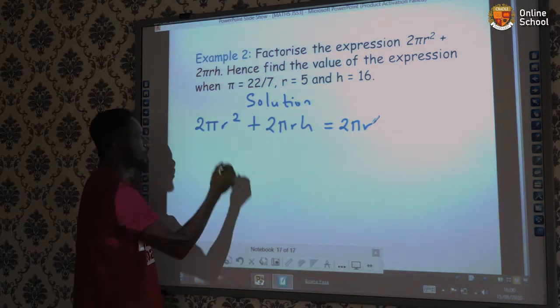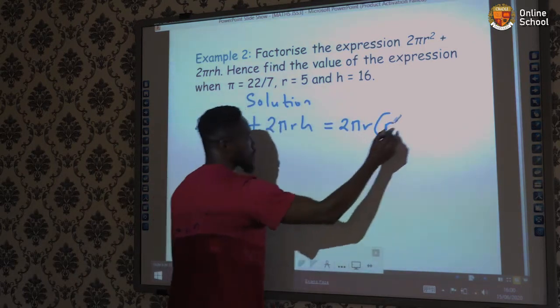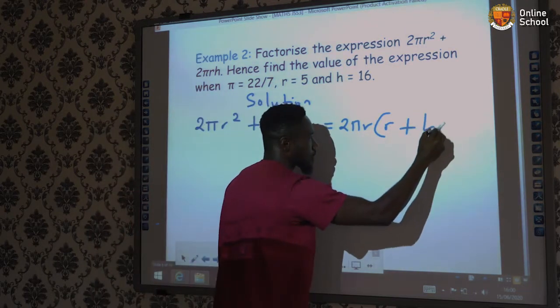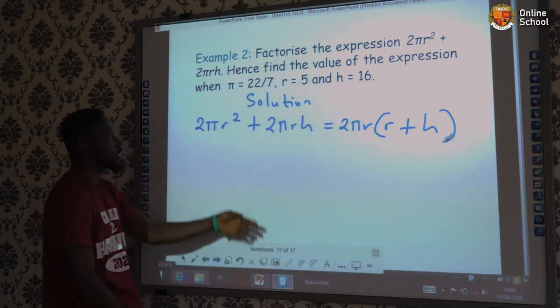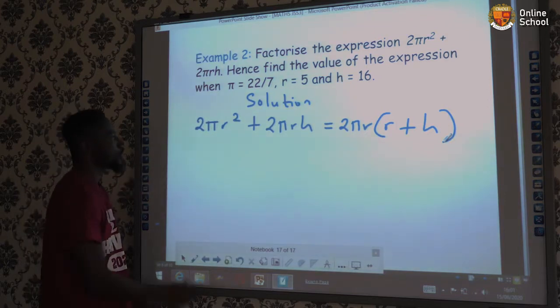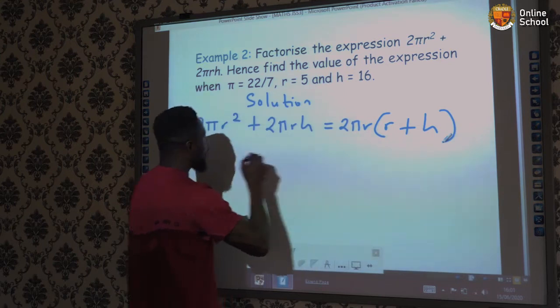So when you pick that, what is left in the first bracket is r. Put your plus sign, and then what is left in the second one is h. This is what we are asked to factorize. Then we solve for that. It says, hence find the value of the expression. So let's use that to solve. Don't forget your pi is 22/7.